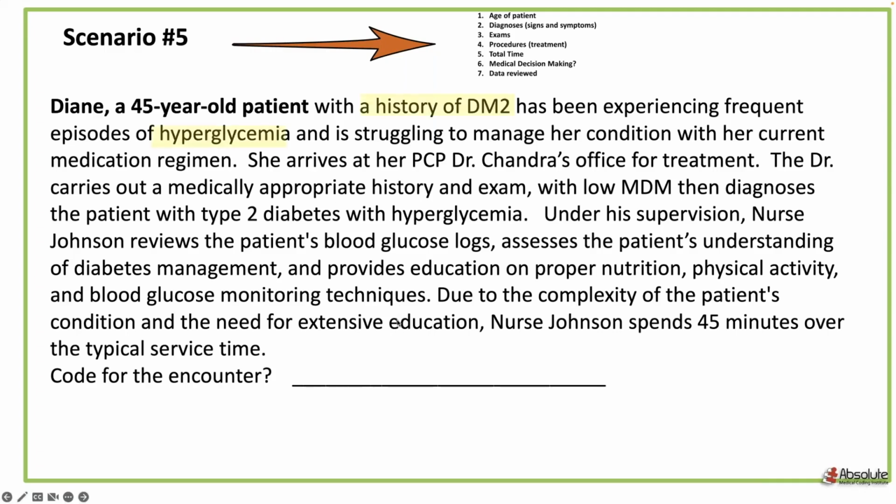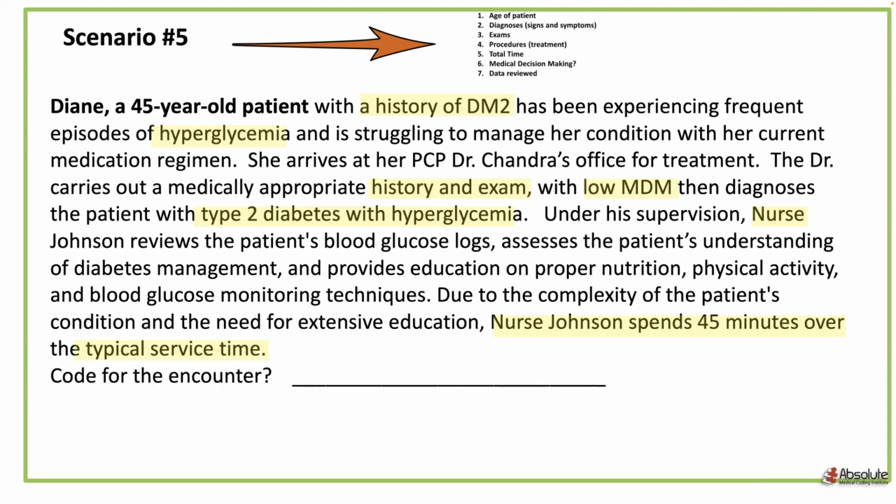All right, we're going to begin with our keywords. A history of diabetes mellitus type 2 has episodes of hyperglycemia. History and exam with low MDM was carried out. And the patient's final diagnosis is type 2 diabetes with hyperglycemia. Nurse Johnson spends 45 minutes over the typical service time. Now, I have a question for you.